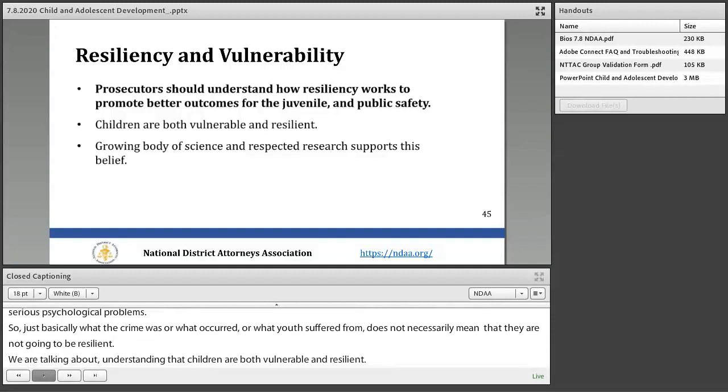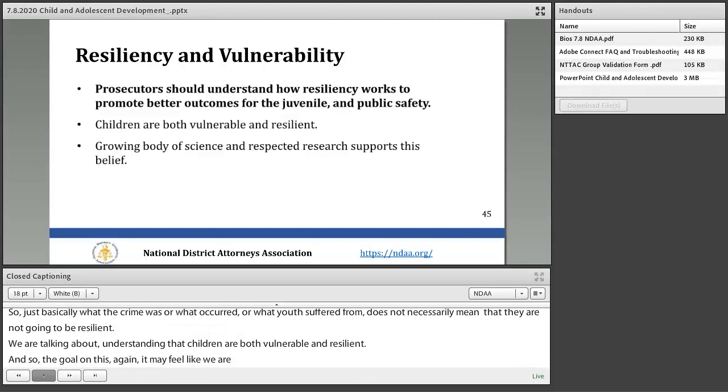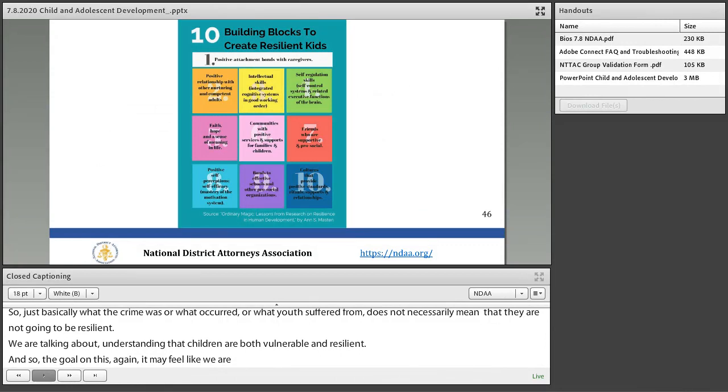And so the goal on this, again, it may feel like we're being a little bit too involved in terms of a prosecutor in the resilience part of it. But if we do that, we will end up with better outcomes for that juvenile in terms of decreased recidivism, and better outcomes for that victim, and better outcomes for our public safety in our community.